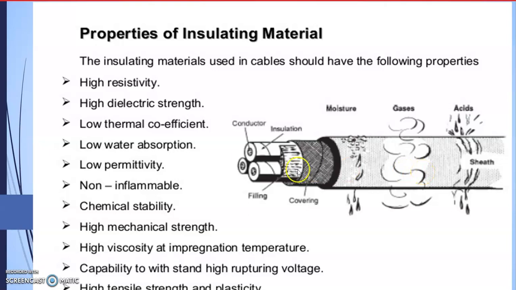voltage. Then the insulating materials of the cable should have a low thermal coefficient, because if the thermal coefficient is very large, then heat will also be transferred, and due to the heat, the temperature rise will increase and the insulation will start melting. That should not happen. So it should have a low thermal coefficient of expansion, and low water absorption, because when you are laying these cables underground, you know water is flowing through the earth, also in rainy seasons. So it should not absorb the water.